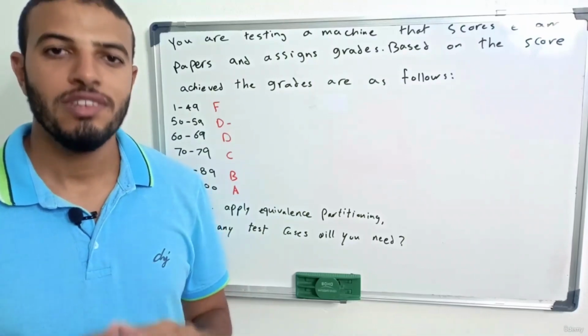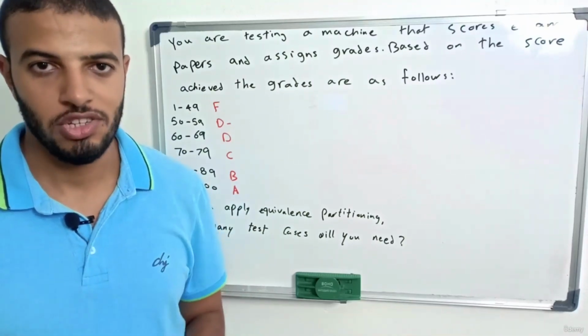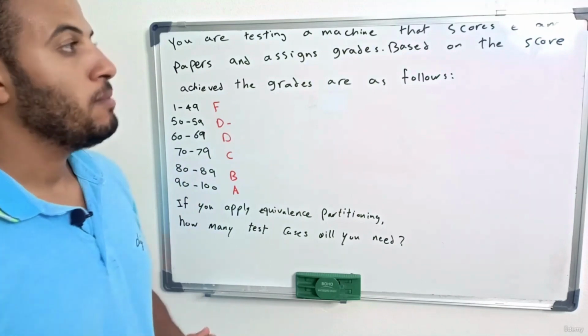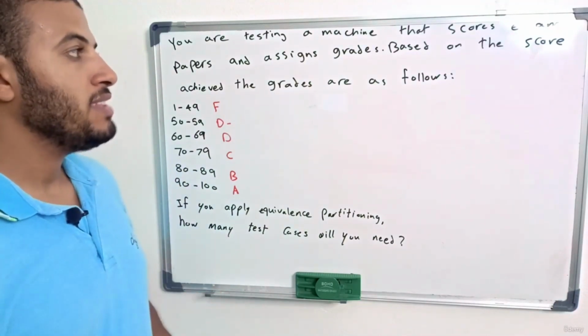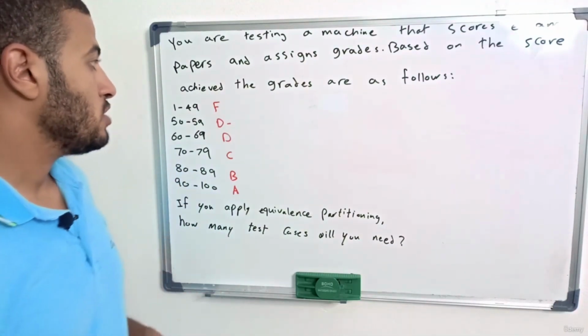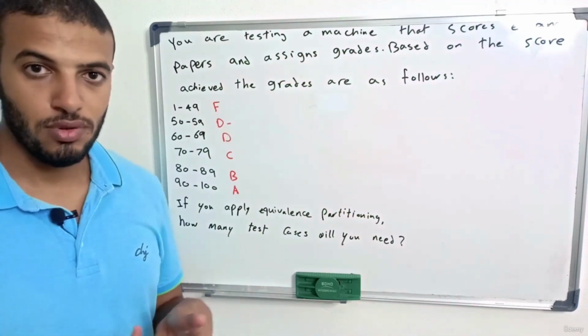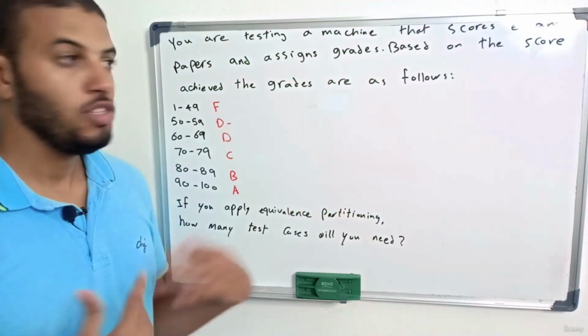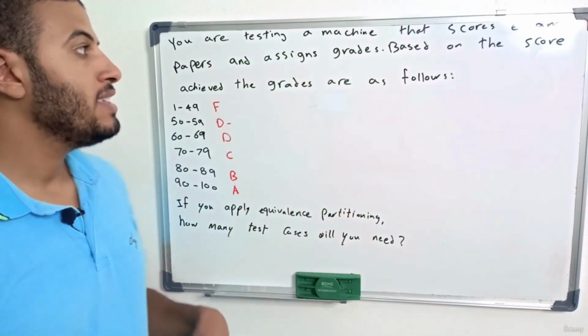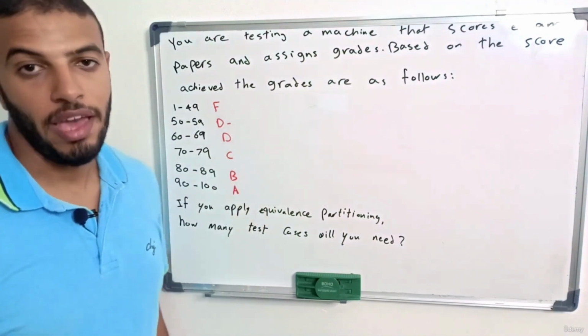Let's now solve our first example on equivalence partitioning. You are testing a machine that scores exam papers and assigns grades. Based on the score achieved, the grades are as follows. So you are a teacher or an instructor, and these are the grades that we have.